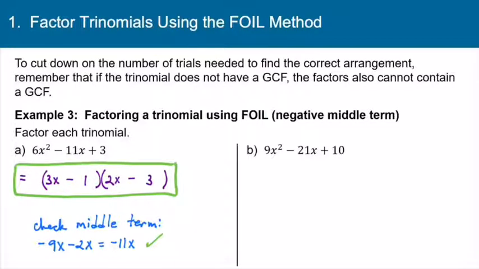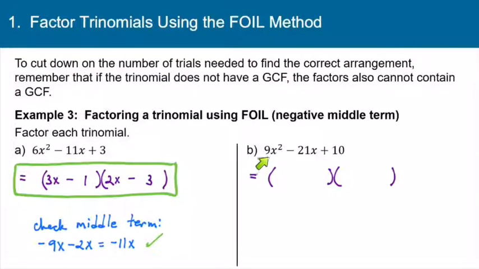Okay, here we go. First I want to see if there is a GCF. I look at the 9, the 21, and the 10, and there's nothing besides 1 that goes into all three numbers. Also, I notice that x is not common to all three terms. So the GCF of the terms in this trinomial is 1, and there's not a GCF that we need to factor out. So I'll go ahead and set down my two empty pairs of parentheses.